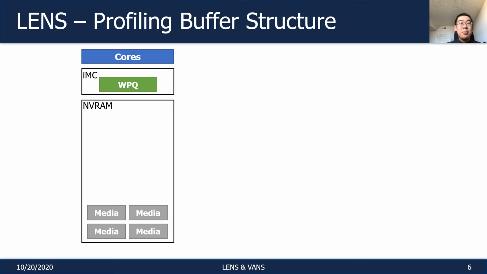Here is an example of how to use LENS to discover the non-volatile memory buffer sizes. More examples can be found in our paper. On the left is the non-volatile memory system architecture. There are CPU cores, a write pending queue in the integrated memory controller, and media chips on the non-volatile memory DIMM. That's all we know from publicly available information.